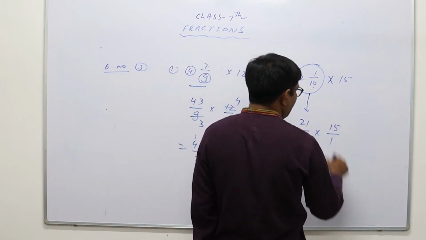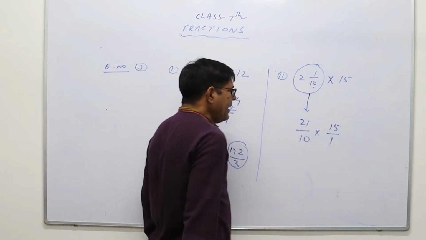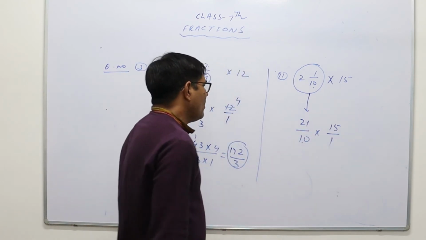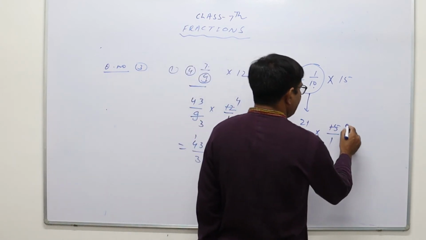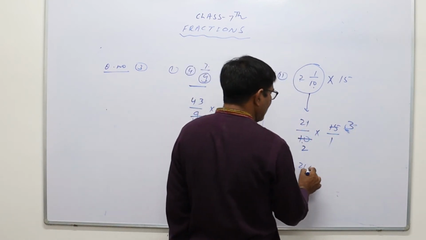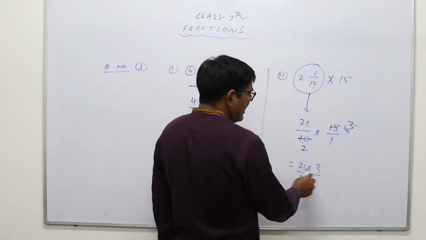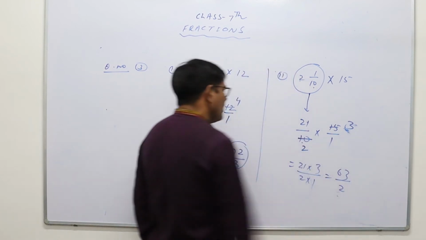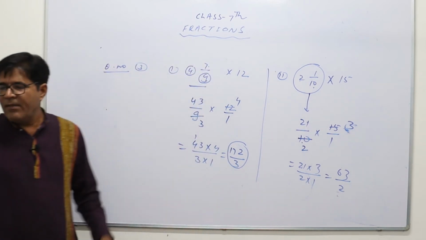15 can be written as 15 upon 1. So now the given fractions are 21 upon 10 into 15 upon 1. Here the common factor is 5. So 5 2s are 10 and 5 3s are 15. Now the numerator will be 21 into 3 and the denominator will be 2 into 1. So 21 into 3, that is 63 upon 2 into 1, that is 2. So this one is your answer. So in this way, a mixed fraction can be multiplied with a given whole number.